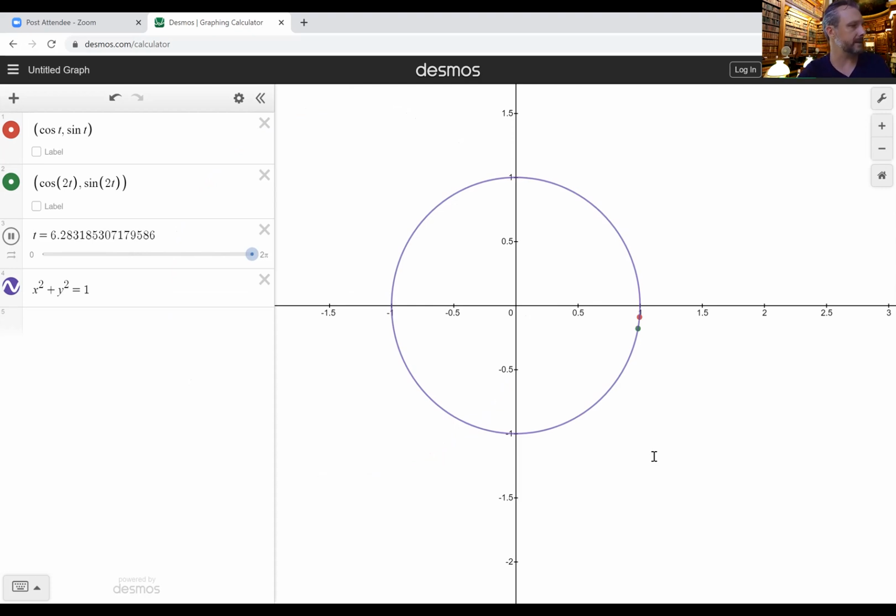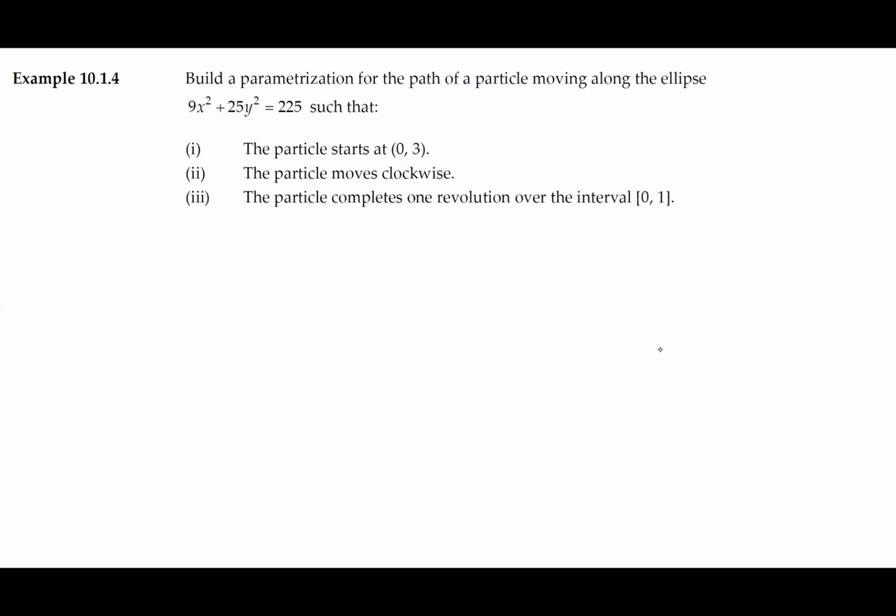All right. So the last thing that I want to do here is go back to that parameterization we started with, right? We haven't parameterized the motion along that ellipse that we had as our motivation problem. Let's do that now. All right, so here are the conditions that I want to impose on this particle's motion, okay? So let's graph it again just to refresh our memories.